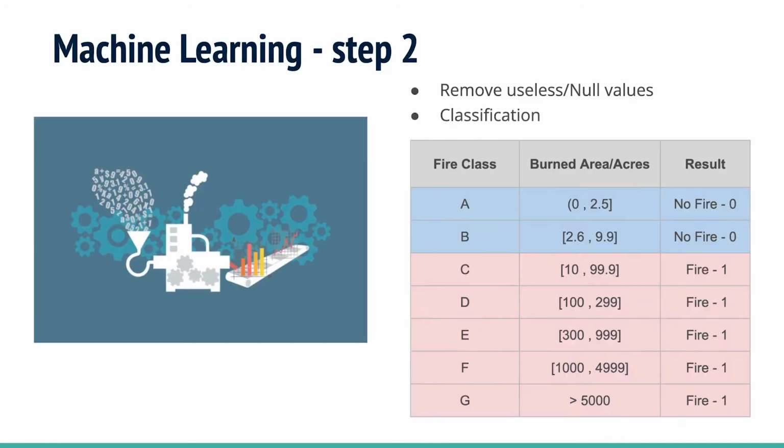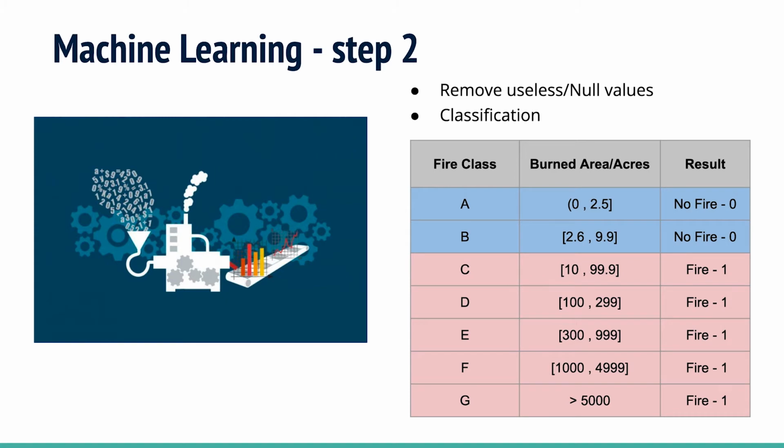Next, pre-processing the data. In this step, we remove all useless or null values in case of calculation errors in the program. Then we classify the fire class into a binary result. Here, class A and B we regard as no fire, as the burned area can be ignored. Classes C to G are regarded as fire happens.